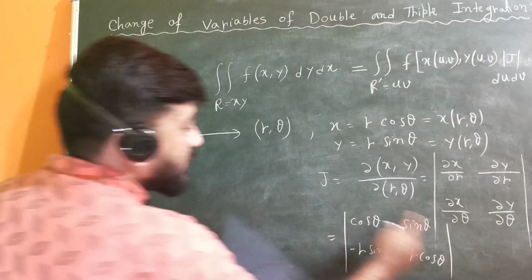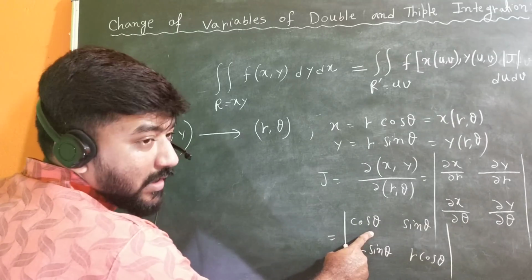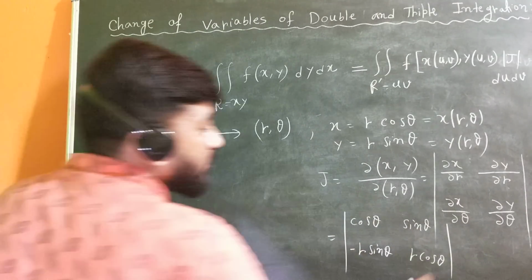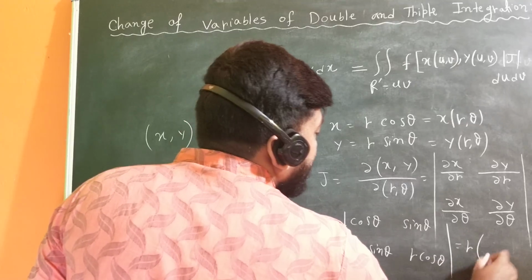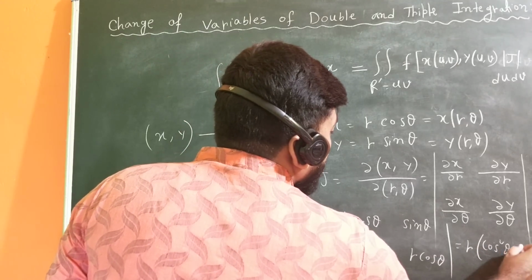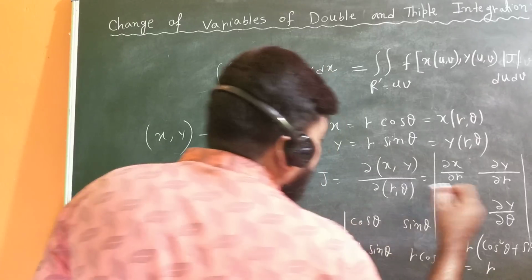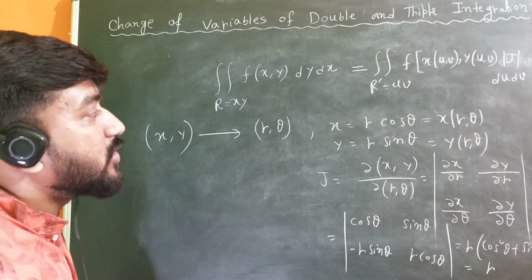Now if you calculate this determinant, you can see here r cos square theta plus r sin square theta. This minus minus will be plus, so it will be only r into cos square theta plus sin square theta. So this will only be r. So the Jacobian will be r, the mod of the Jacobian will be r.